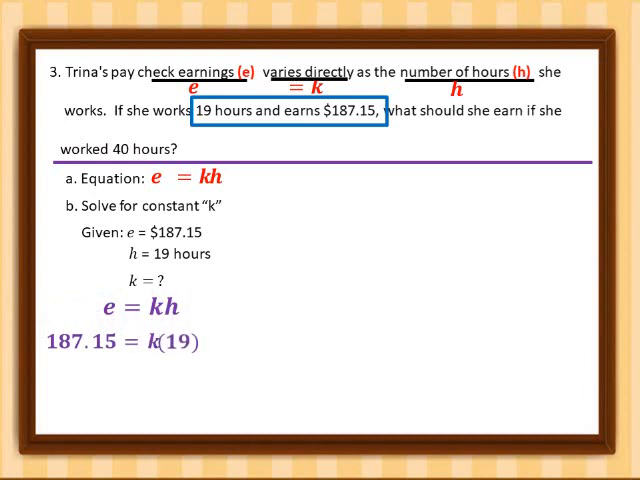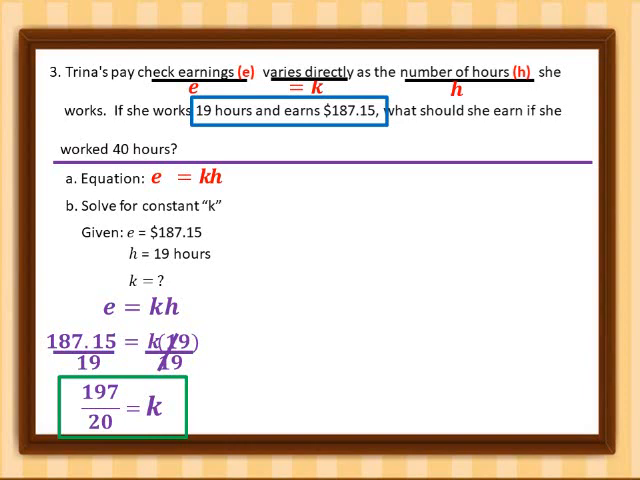So we divide everything by 19. So 187.15 divided by 19, that would give us 197 over 20. We cancel the 19, leaving us the K. So our K here is 197 over 20.